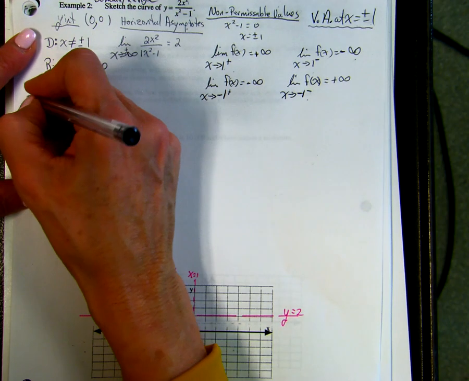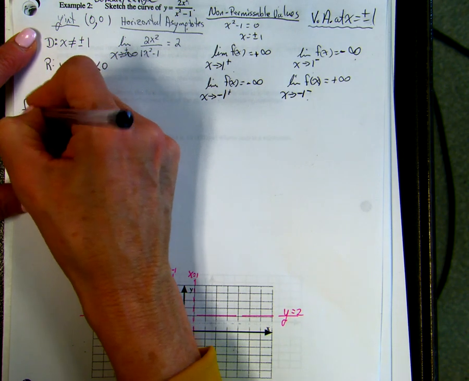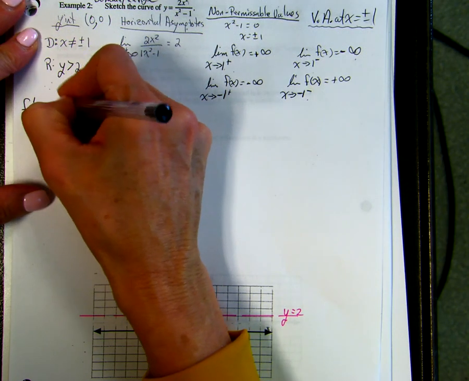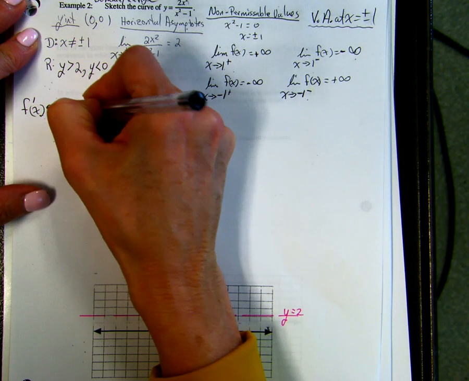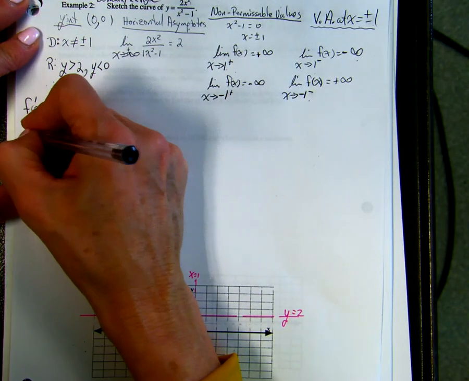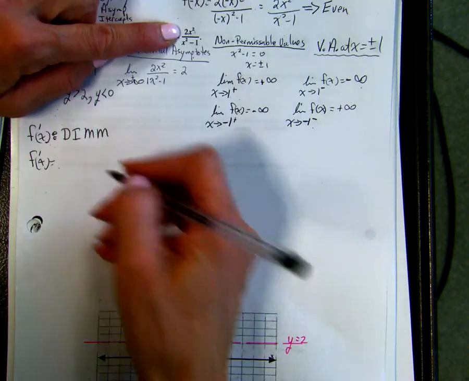Okay, then the first derivative. So f prime of x is going to give us our regions of decrease, increase, our max, and our min. So what's f prime of x? Well, I guess I'm going to need a quotient rule.